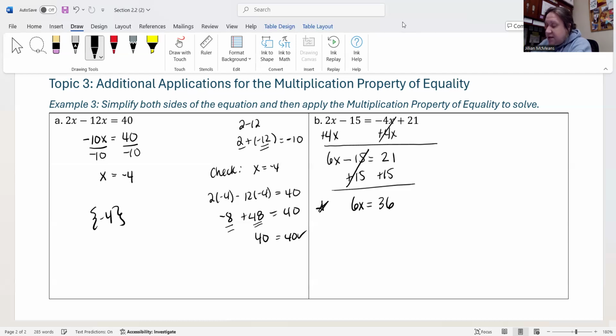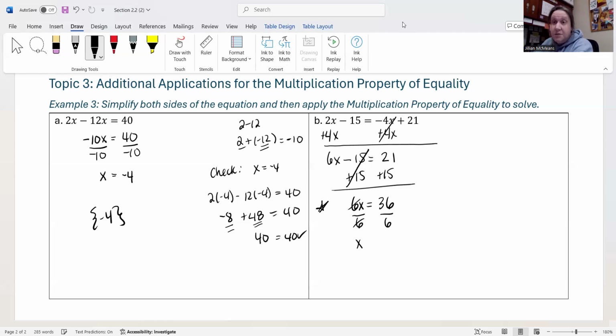If you look at this step right here, we now have a situation where we can apply the multiplication property of equality. We have a single variable term equaling a single constant term. So let's see if we can isolate that x. In order to isolate x, we have to undo what has happened to it. Since x is being multiplied by 6, I want to divide by 6 to get the x alone. If I divide on the left, I have to divide on the right. On the left, 6 divided by 6 is 1. 1 times x is just x.